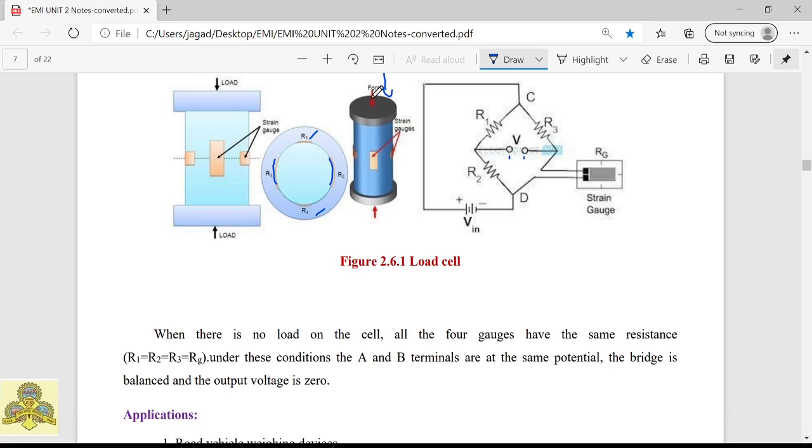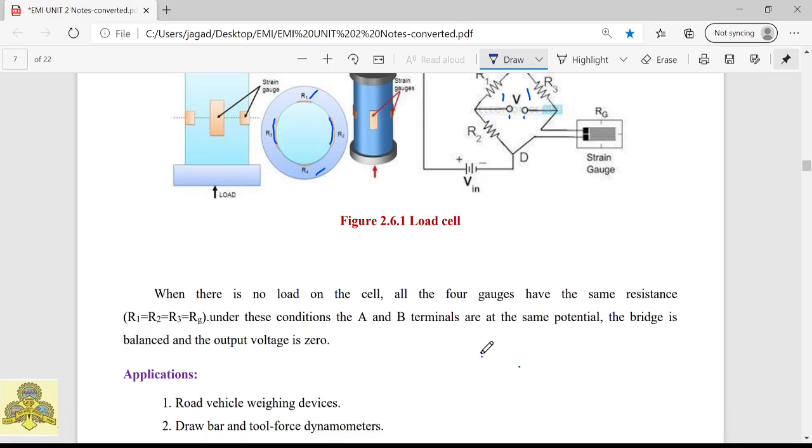When you apply some pressure, there is a change in resistance in the strain gauge. So here RG will change. The RG change makes this circuit unbalanced, and a voltage appears at this point. So you can measure this voltage. This voltage is proportional to the applied force. Hence we are able to measure the force applied by measuring the voltage between these two terminals.